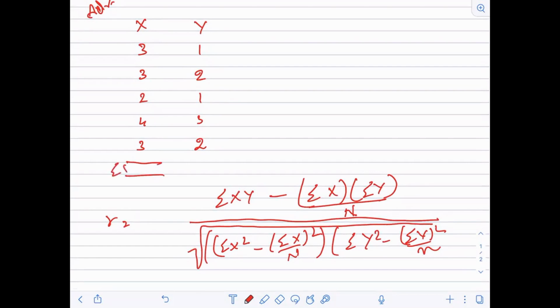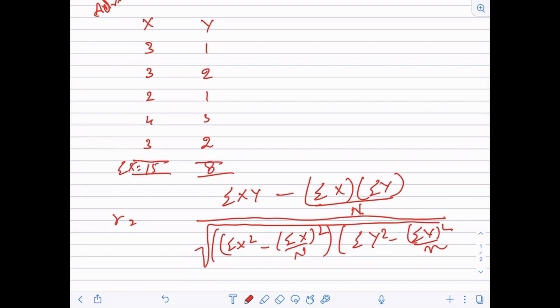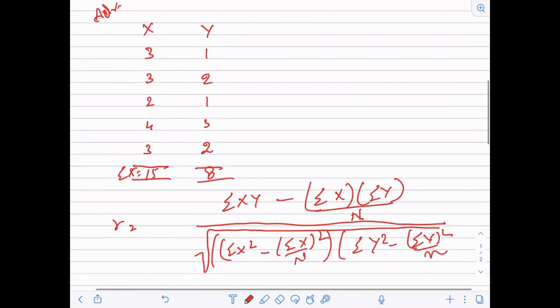x means the total of x, which is 3, 3, 9, 11, 4, 15, 3, 18. No, nothing. 3, 6, 8, 12, 3, 15, isn't it? Correct? Yes, 15. If I make a mistake, please let me know, okay? Because I am not using a calculator or phone. Now what I need is sigma x, and this is my sigma y.